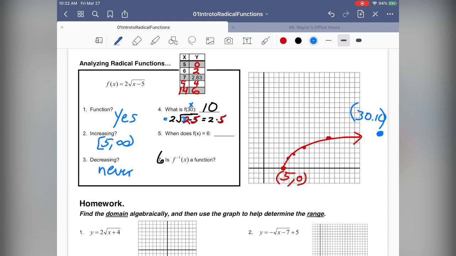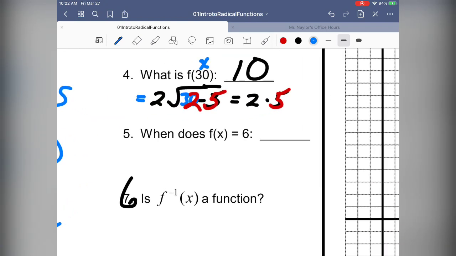How about question 5? When does f of x equal 6? Now, remember what that means is that the y value is equal to 6. So once again, I can plug that in. But when I plug in 6, what I'm really doing is setting the equation equal to 6 and then solving for x. Of course, when you solve an equation like this for x, you have to kind of work backwards. You have to work from the outside to the inside.